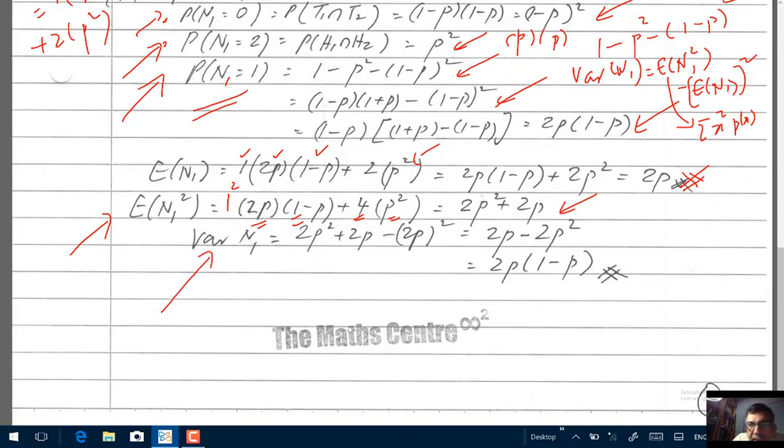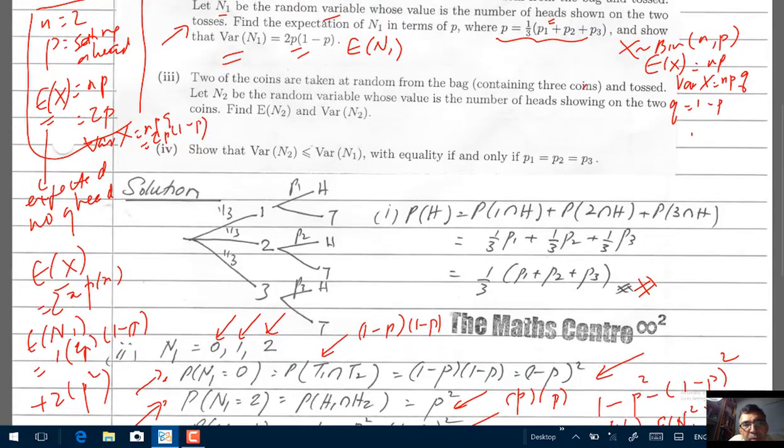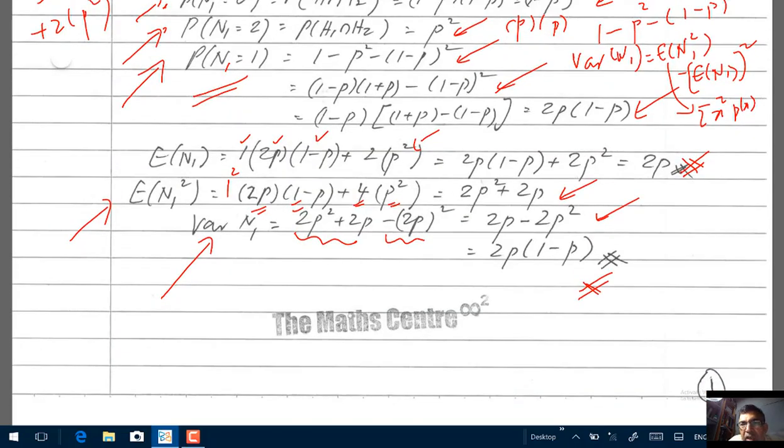Now the variance will be the expected value of N1 squared, which is 2p squared plus 2p, minus the expected value of N1 whole thing squared. Clean this up: this is 2p squared and this is 4p squared, so you'll have minus 2p squared. And I have 2p minus 2p squared, and you'll get your final answer as 2p times 1 minus p. That's it. Like I said, you could have seen this from a binomial distribution point of view, like I explained here. If you didn't see that, you have to go through quite a bit of work, which is not too bad really.